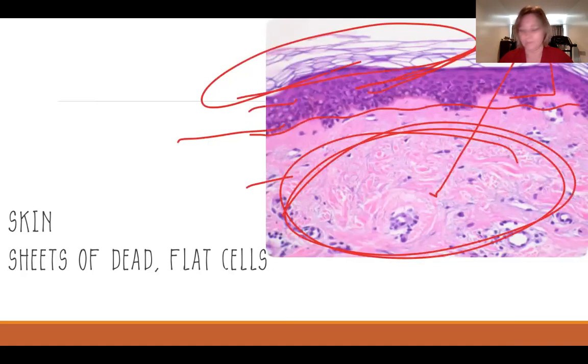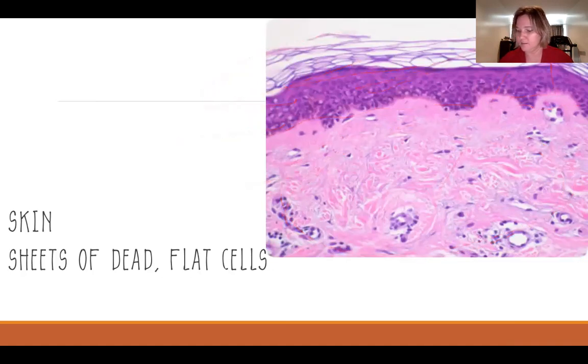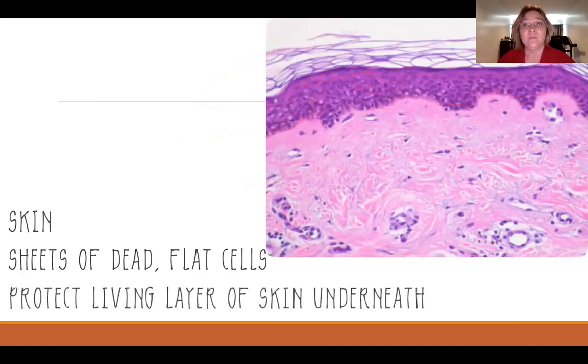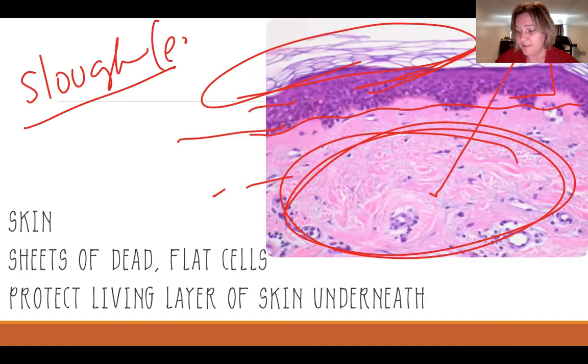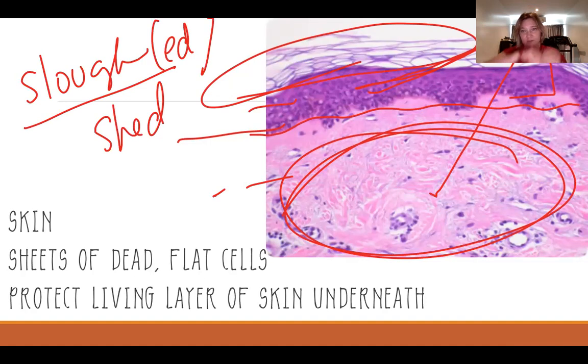Those really flaky layers that you see on the top are the ones that are sloughed off. This is the word that's used in regards to shedding skin: slough or sloughed. It means to shed. So you slough skin, or shed skin, and that's not too concerning because it's replaced by cells underneath. All of these cells get pushed up more and more.